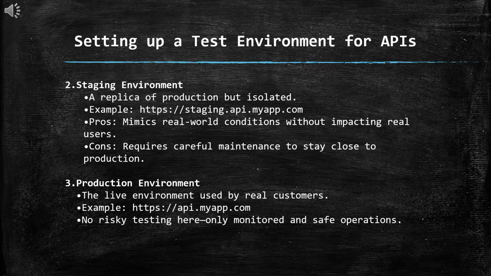A real-world example is a banking API. You wouldn't test a transfer money feature on the live system because it could actually move money. Instead, you test it safely in the staging environment with fake accounts before releasing it to production. This is also why you never test directly on production. One mistake could cause data loss, money transfer, or downtime. Staging is the safe middle ground.